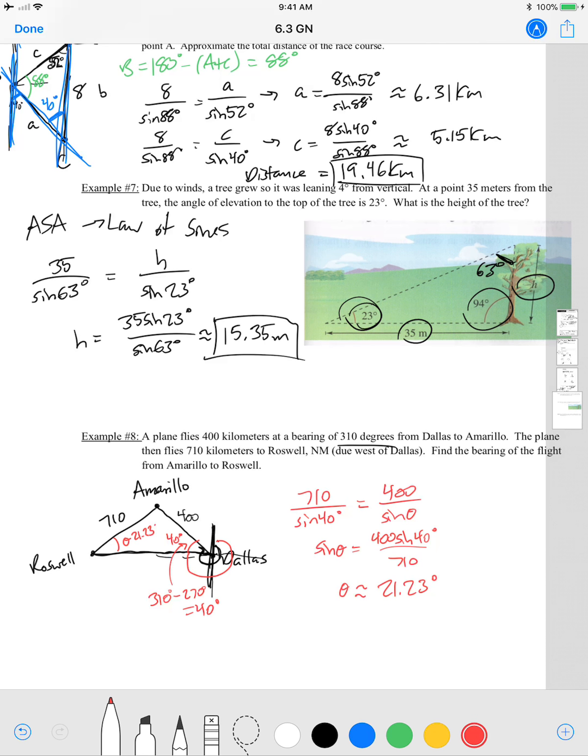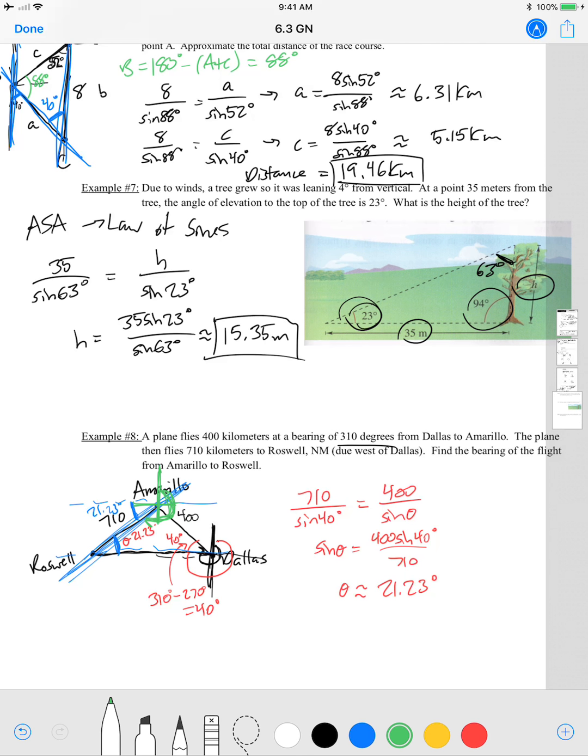Great. What else do I need to finish solving this? Well, again, geometry. Those are parallel lines, and then this line is intersecting. This angle measure is equal to this angle measure, so in here is 21.23 degrees. And if I want the bearing from Amarillo to Roswell, then I need this angle. It's kind of hard to see. This angle right here.